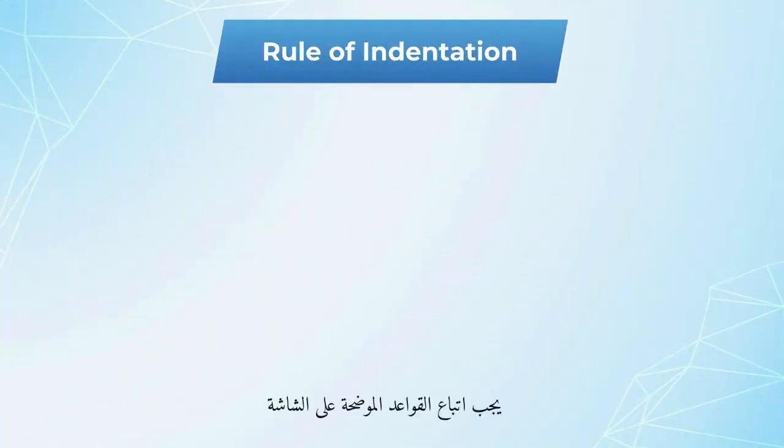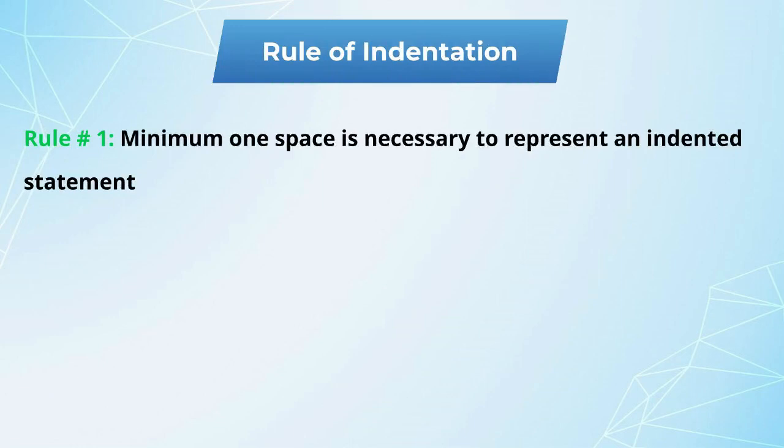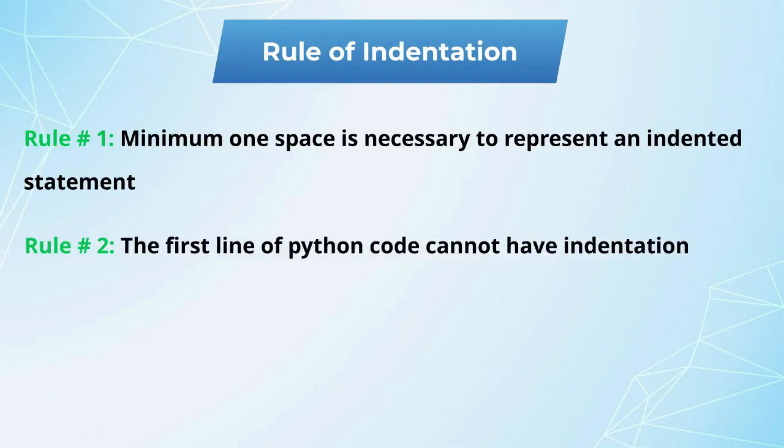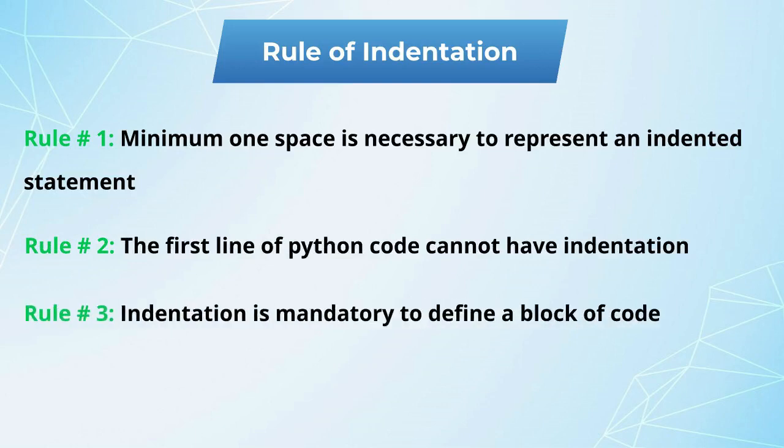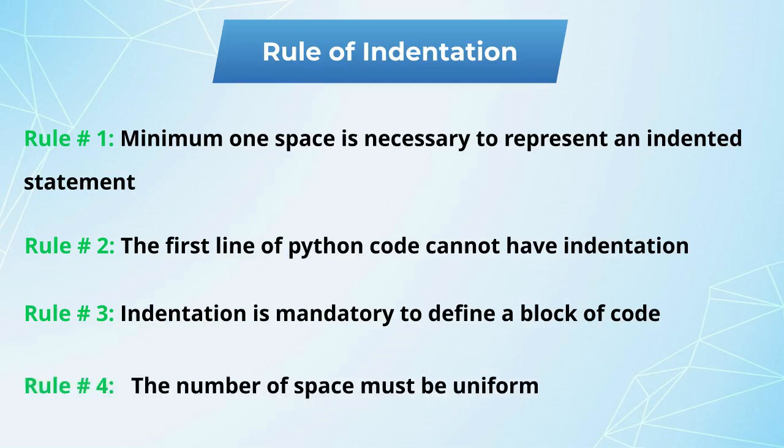Rules of indentation. Rule number 1: a minimum of one space is necessary to represent an indented statement. Rule number 2: the first line of Python code cannot have indentation. Rule number 3: indentation is mandatory to define a block of code. Rule number 4: the number of spaces must be uniform.